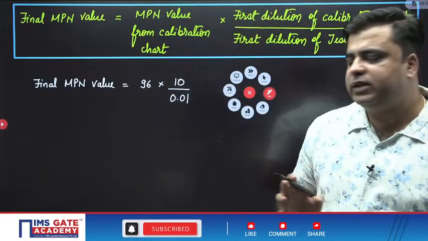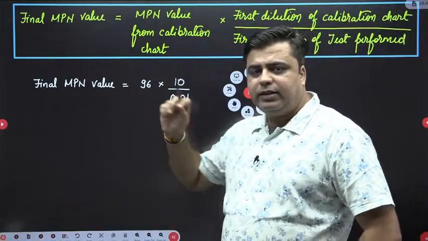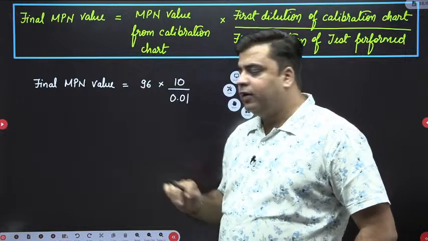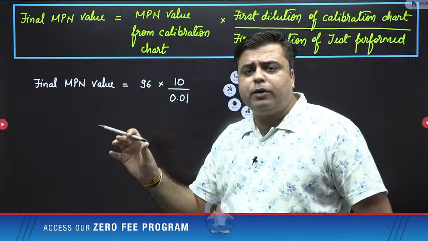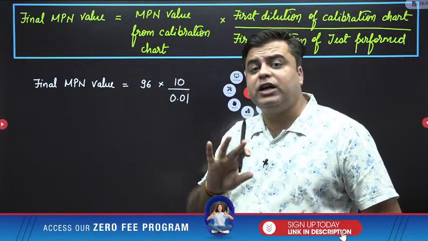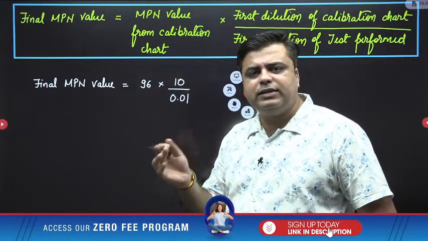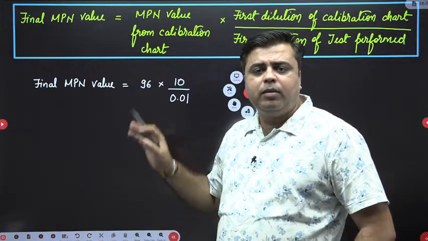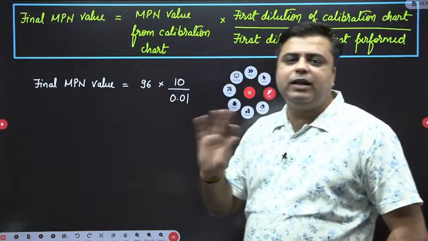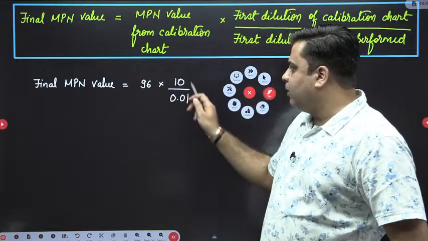Most of the students simply report the chart value and that is totally incorrect. Whenever you have the MPN question, definitely the dilutions that you are performing and the dilutions of the calibration chart may not be the same. For other exams, it can be an easy question if both the dilutions are the same. But in the GATE examination, definitely the dilutions will be different. So this will be the final MPN value.